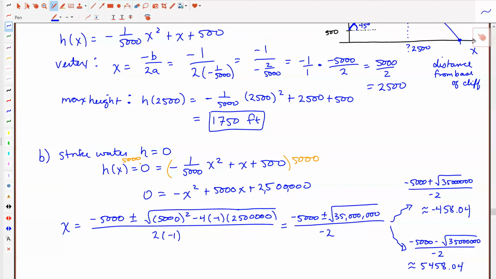5,458.04. So because what x is going to be is the distance this projectile is from the base of the cliff, you cannot have a negative distance. So I can remove the negative possibility. So then we found that this projectile will be approximately 5,458 feet from the base of the cliff when it hits the water.